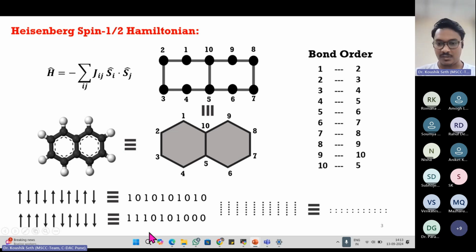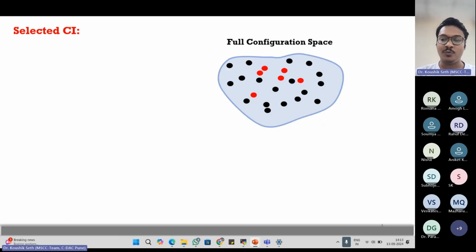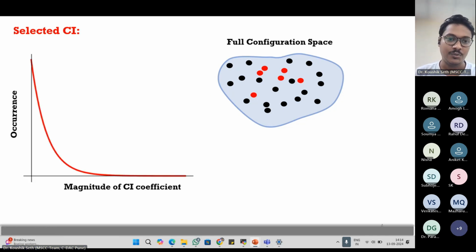In this case, there is also exponential scaling. The scaling may not be as huge as in the molecular orbital problem, but it is still present here. So though the model Hamiltonian itself is computationally cheaper, we are not able to get rid of the exponential scaling problem. For that, we need a selected CI approach. So all the 1 0 1 0 configurations are represented in a circle, and the whole box is called the full configuration space.